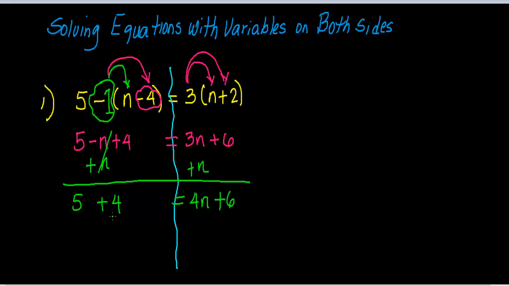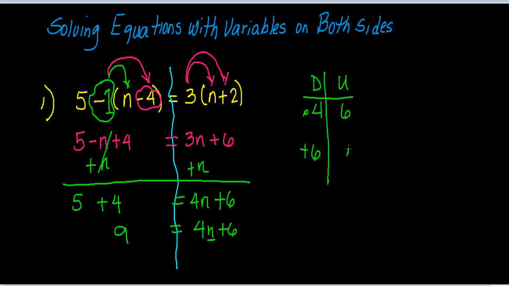Now these two terms I can combine. 5 plus 4 makes 9 equals 4n plus 6. I have a two-step equation here. I can do the do-undo table for this, and I look at my variable and it's being multiplied by 4, so I'm multiplying by 4 and then I'm adding 6. I switch these numbers, and since I'm adding, I'm going to subtract, and since I'm multiplying, I will divide. I inverse the operations, and now I do what this column says, which is subtract 6 first.